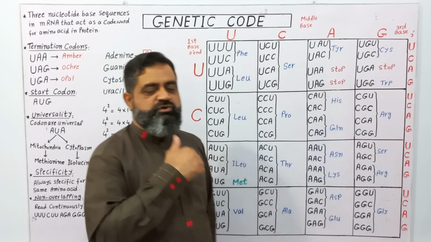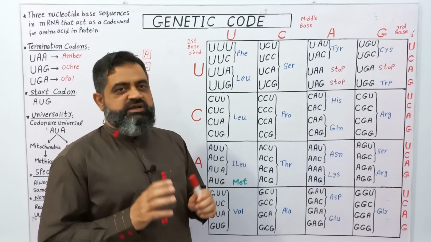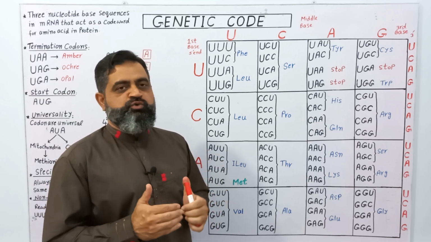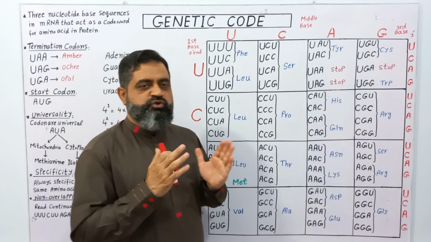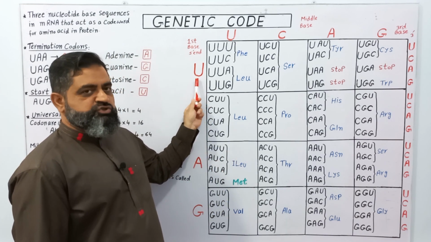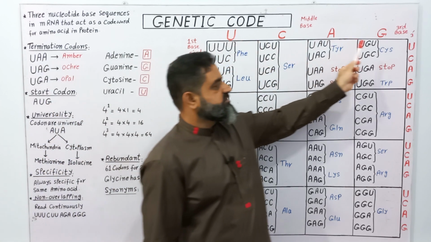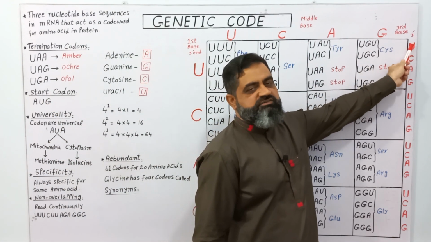Once you have drawn all these boxes along with the bases, it is very easy for you to make a genetic code. So how are you going to do it? First of all, take a base from this side, which is U, then from this side, which is also U, and the first base from this side, which is also U.